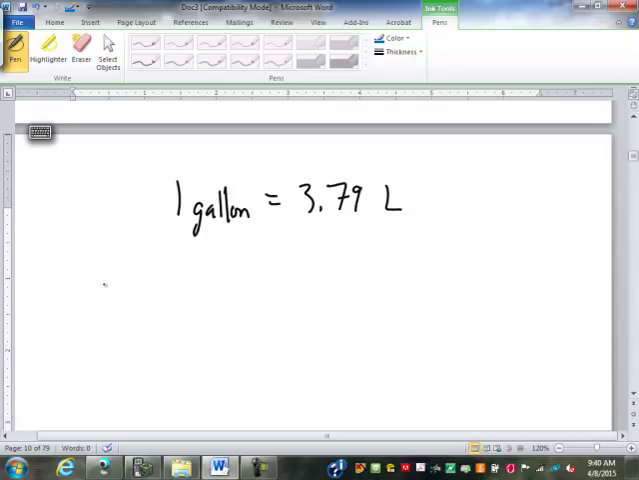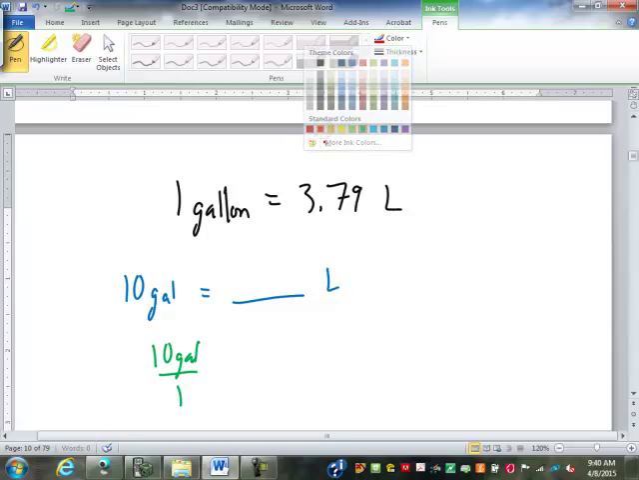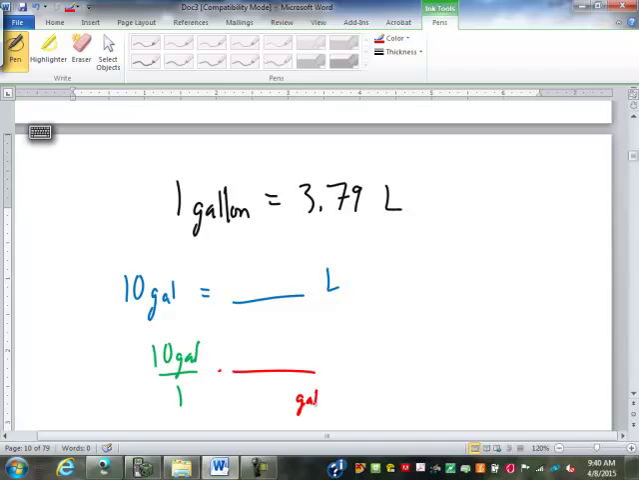So let's say we need to convert 10 gallons into liters. Same thing. 10 gallons is going to get put over 1 to make it a fraction. Gallons will go on bottom, liters on top. 1 gallon is 3.79 liters. So the gallons cross cancel. 10 times 3.79 is 37.9 liters.